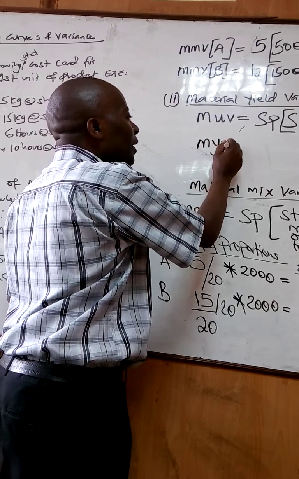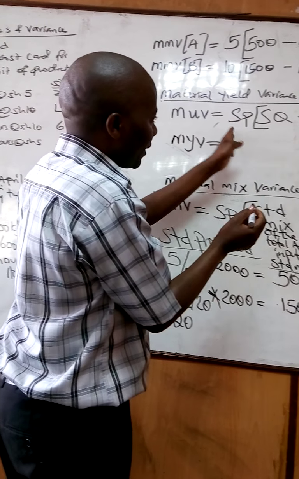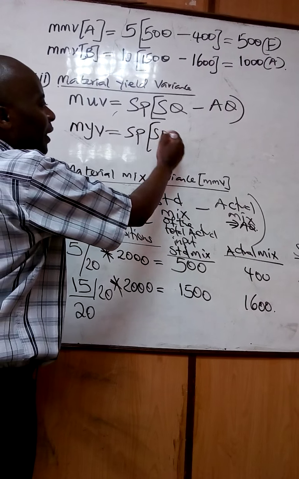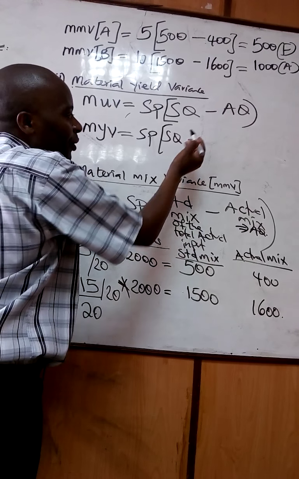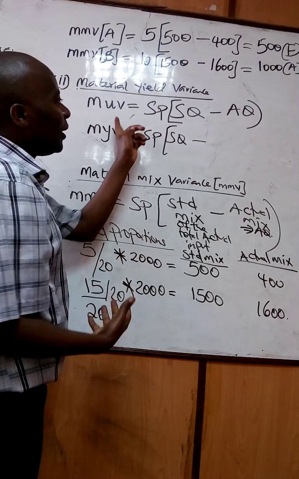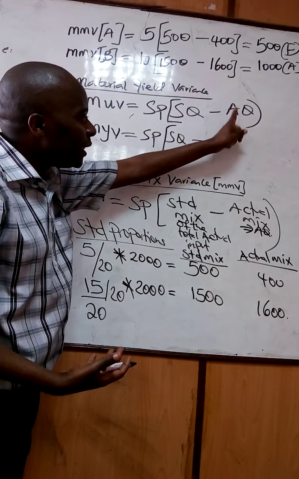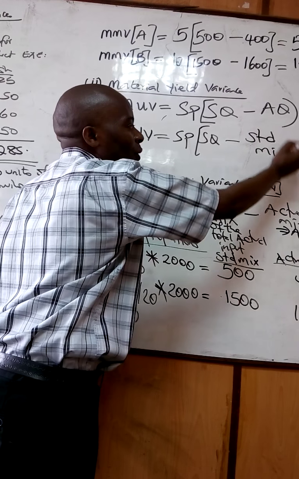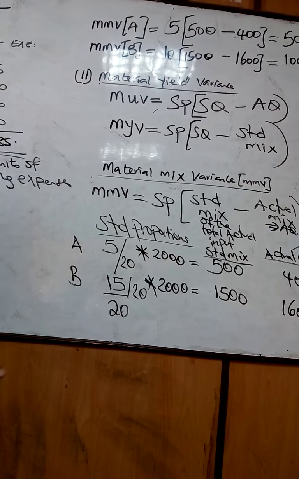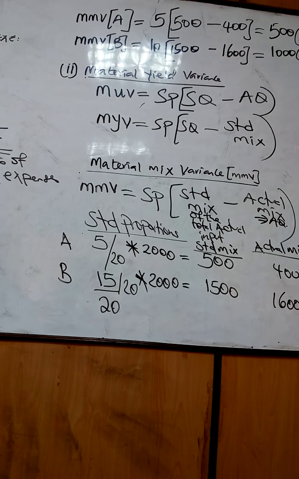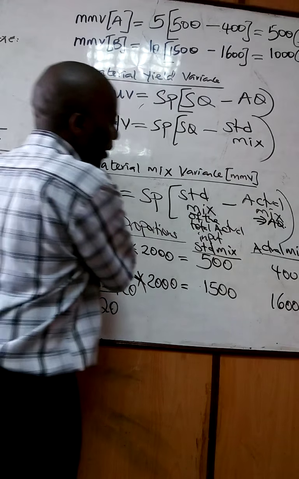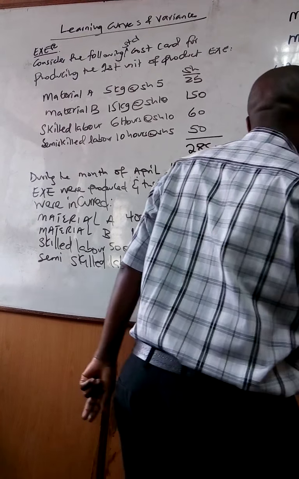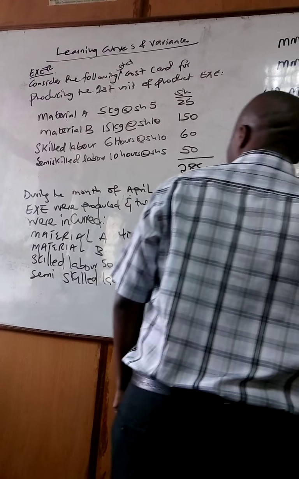So my material yield variance will be equal to, look at this, I'll have standard price, just like the way I have it here. I will have in this case here standard quantity. The only difference between the two formulas comes in here. In the usage variance, we use actual quantity here, but in the yield variance, we use the standard mix there.